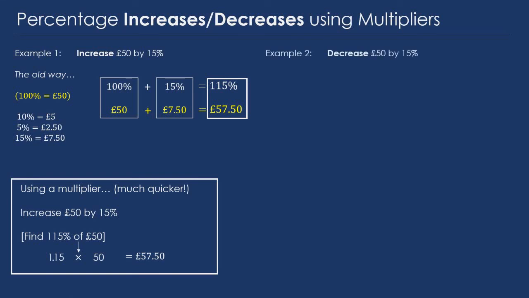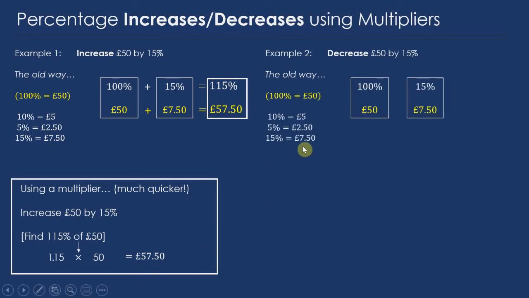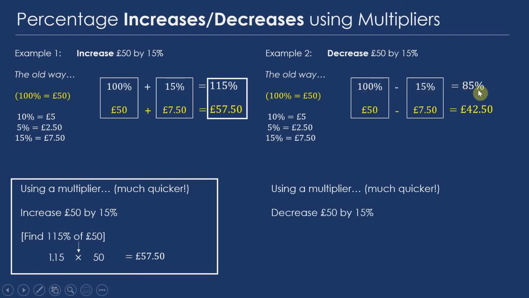Okay, how would we use it for a decrease question? Let's say we wanted to decrease a shirt or something which costs £50 by 15%. So the old way would have been to say that the original amount is £50, work out 15%, take that away, and we get our answer. Using a multiplier, we're going to do the taking away in the percentage stage. Take away 15% from 100%, that leaves 85%. So this amount, £42.50, is 85% of the old amount.